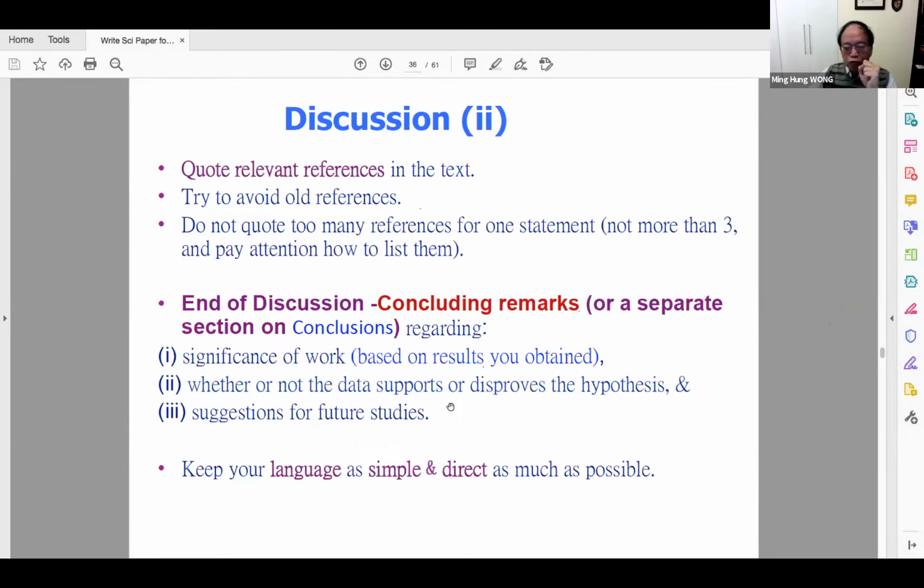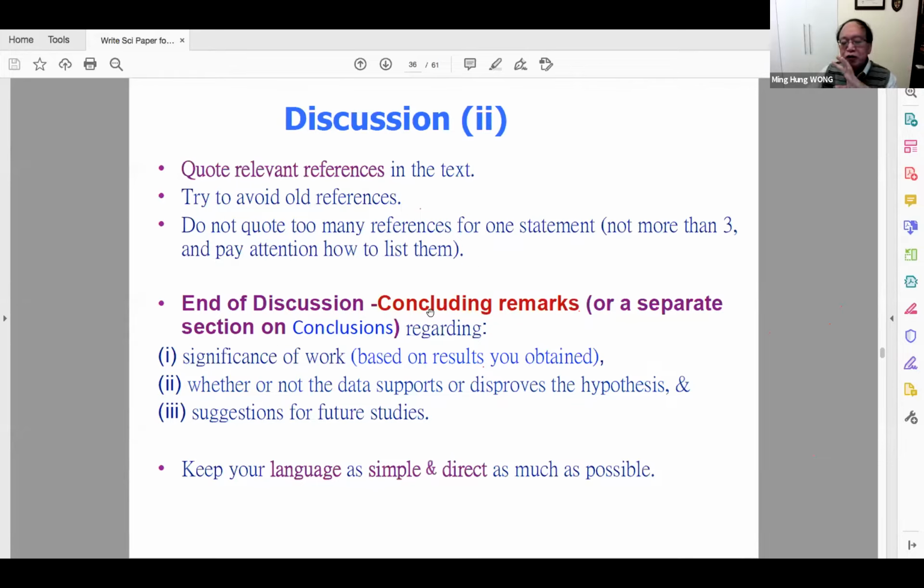Now, quoting relevant references throughout the discussion is important. Try to avoid old references. And I think it's also important to try not to quote too many references in one statement. I think 3 would be more than enough.